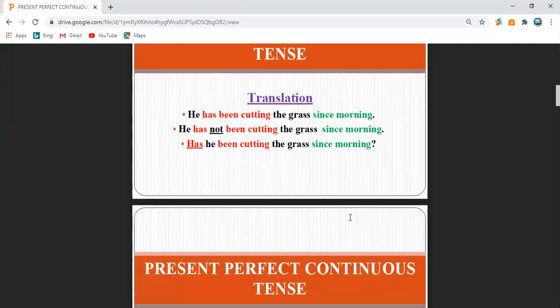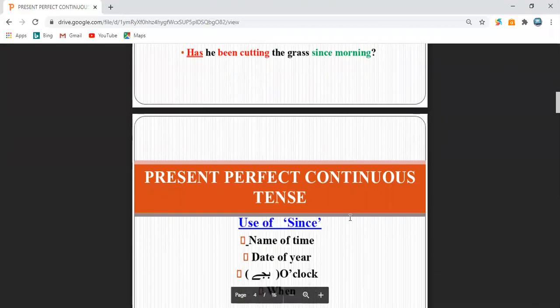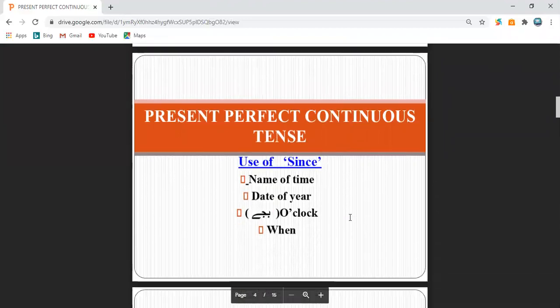Coming to the next slide. Students, now I want to tell you where you have to put since and where you have to put for before time. Look here. Where do you use since? When name of time is given. When any name of time is given, for example, the name of time of the day is present, like morning, afternoon, evening, night, then you are going to use since. When names of the week are present, Monday, Tuesday, Wednesday, Thursday, Friday, then you are going to use since.